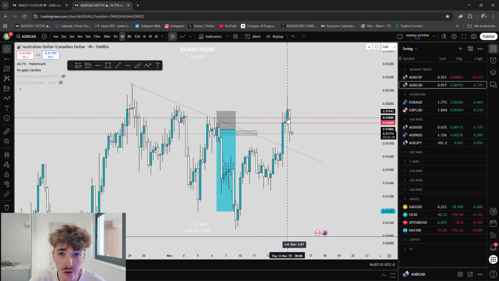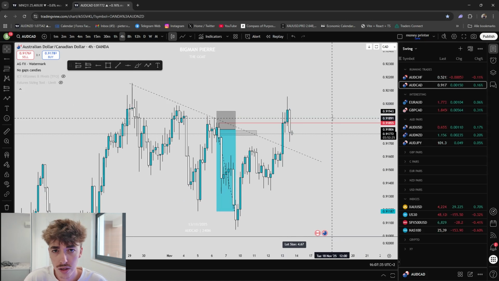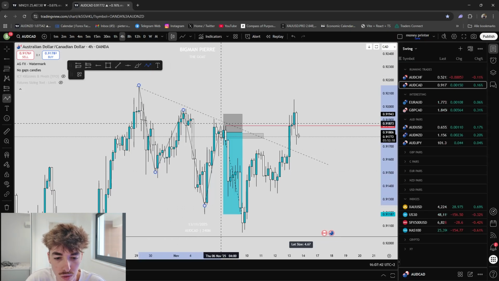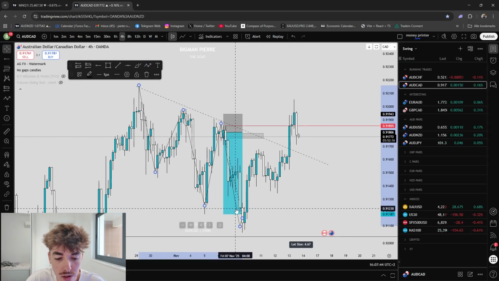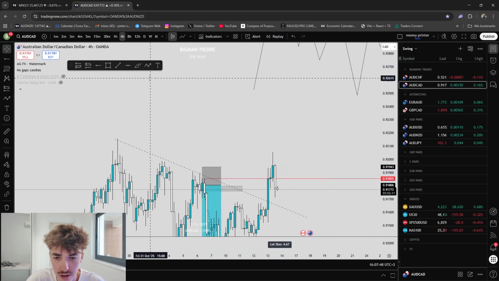I always start over on the 4-hour time frame. On the 4-hour time frame, we need to see a clean trend. As you can see right here, we are in a super clean bearish trend. Easiest way to figure it out is just point out all the swing highs and lows, remove it from your chart, and you will easily see that we are in a bearish market.